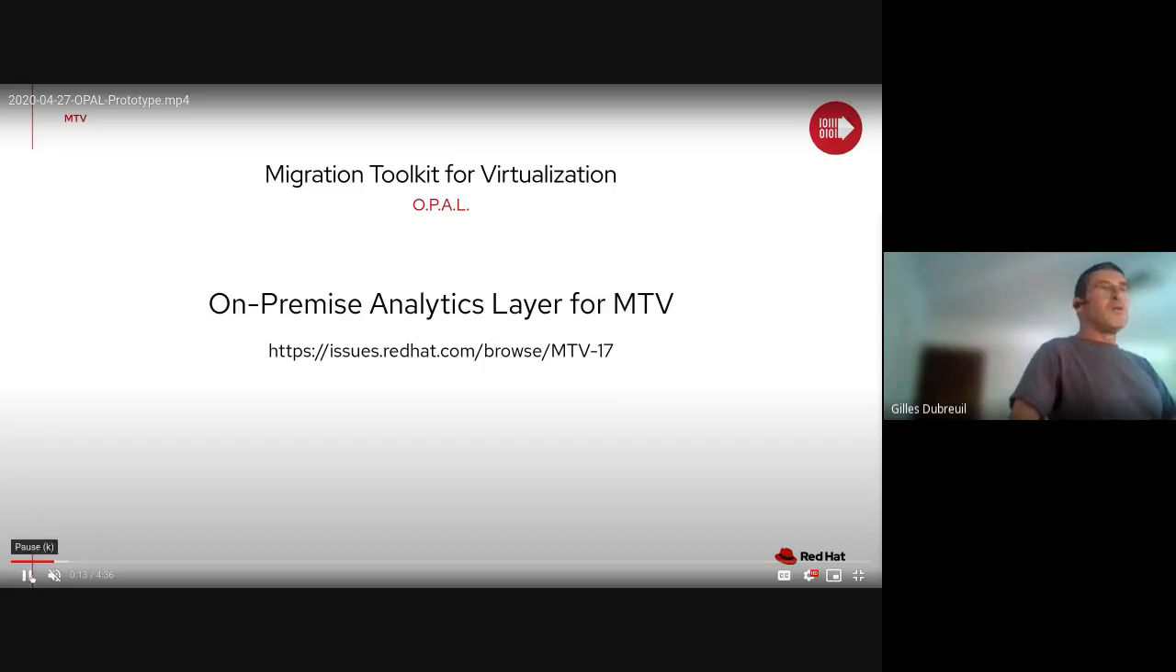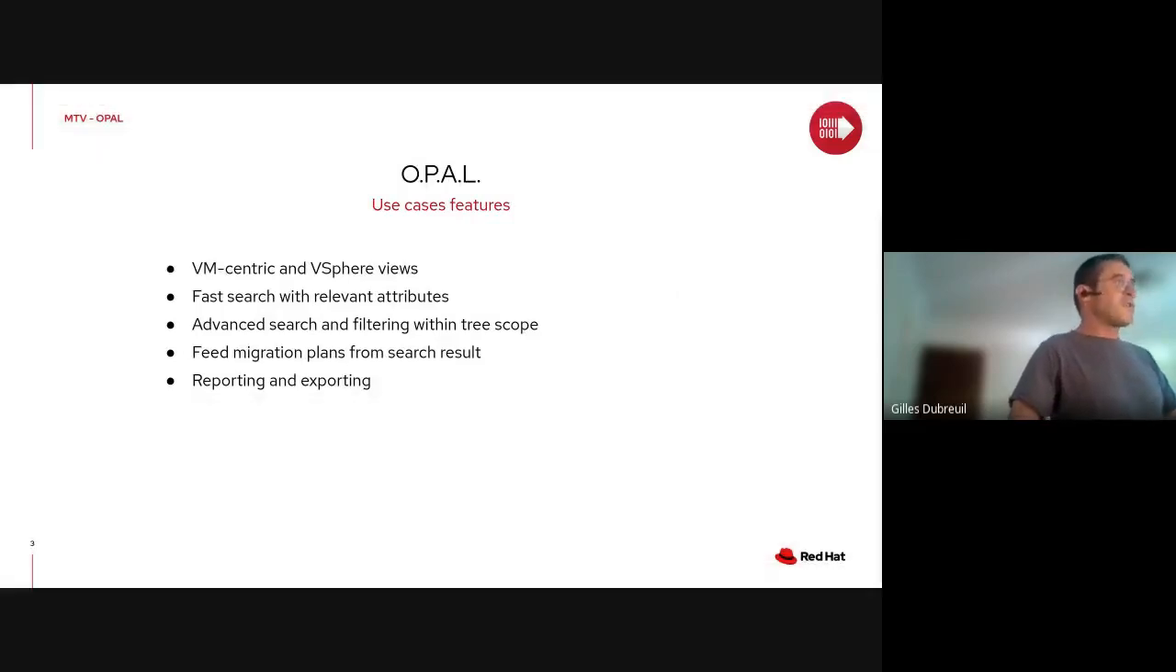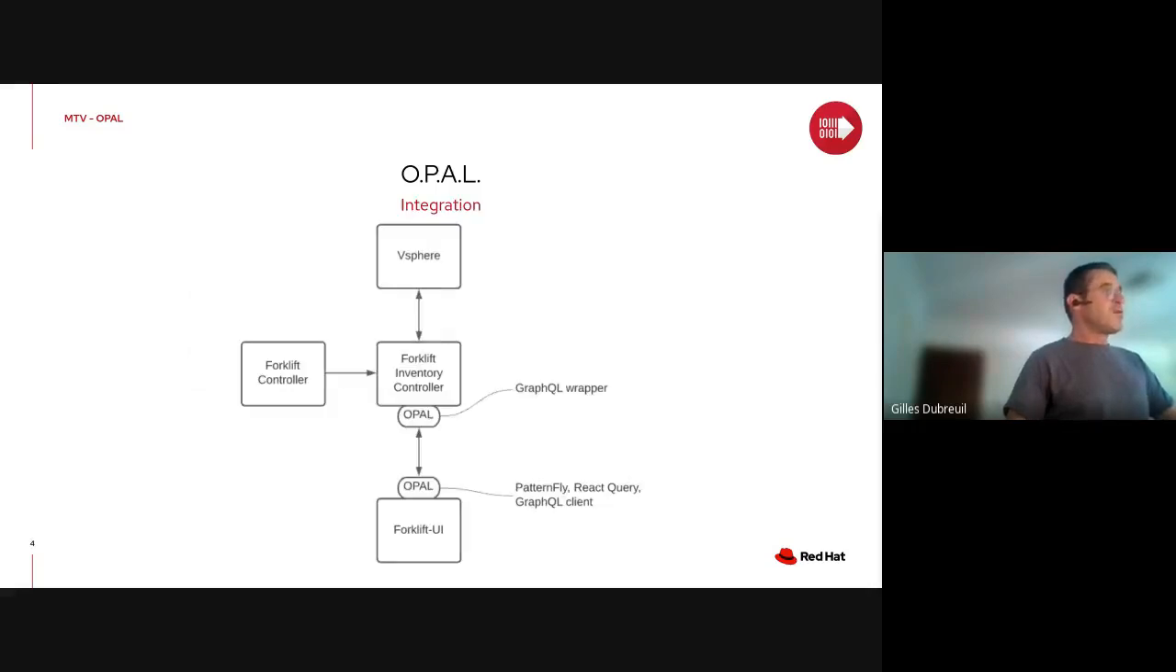What's happening here? Here we go. So having the providers data structure expressed as a graph gives us a lot of flexibility. It allows us to have a better user experience and more user-friendly views, such as vCenter-like views, and also VM-centric views. On top of that, we could add fast and advanced search capabilities. And from there, we'll be able to store, export, and feed migration plans from selected VM sets.